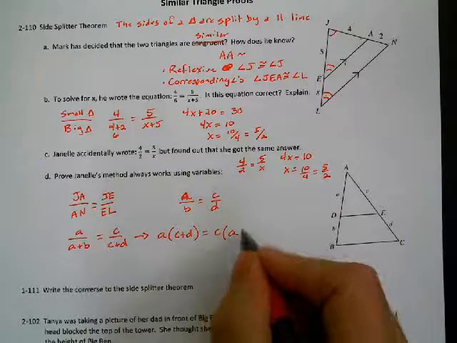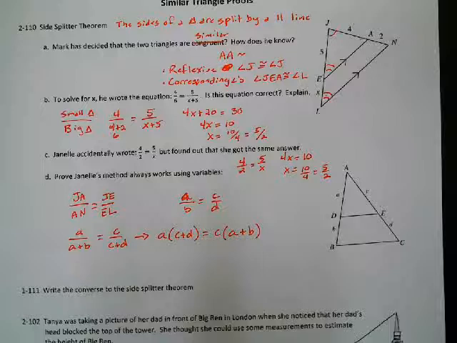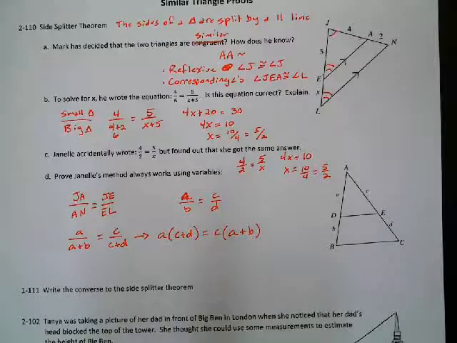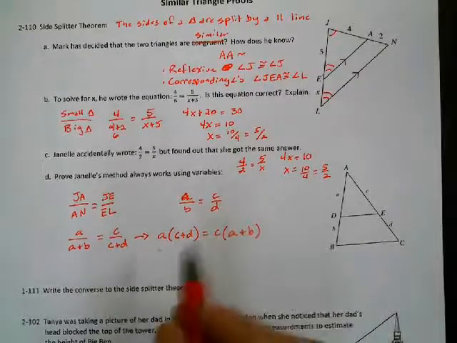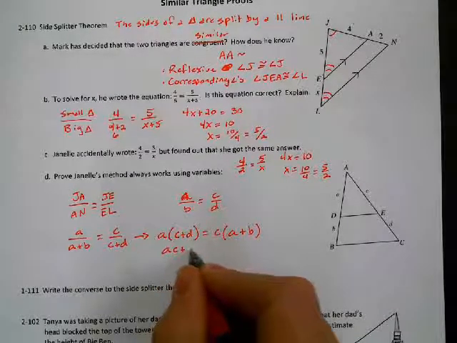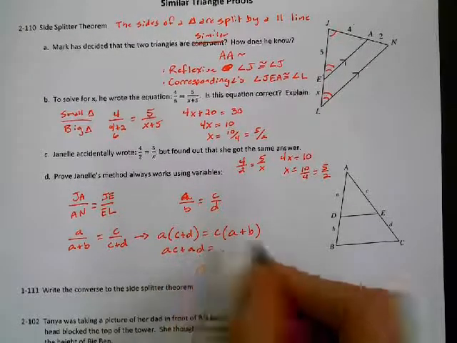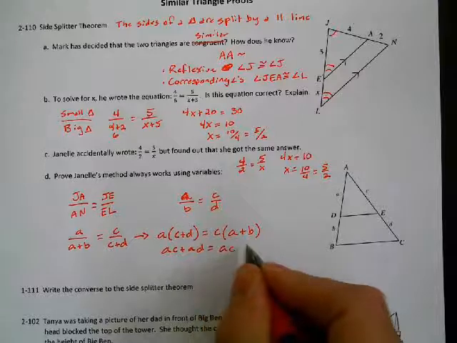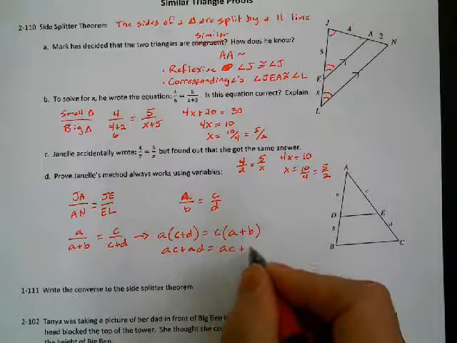Did I say D? I meant B. Those letters are hard. All right, now I'm going to distribute. So I'm going to distribute here. I get AC plus AD equals AC plus CB, or BC.